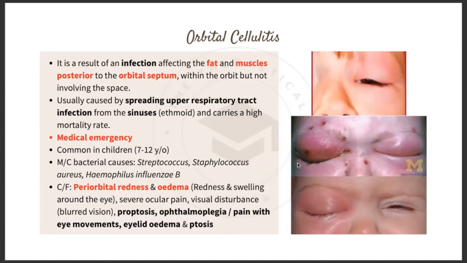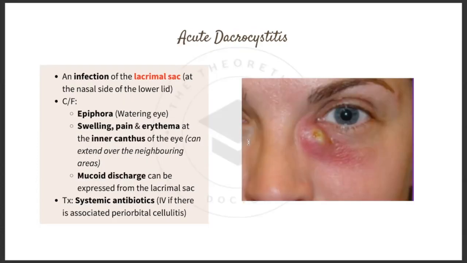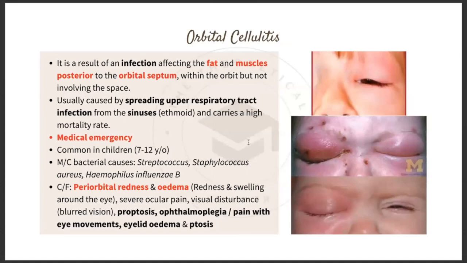This is orbital cellulitis. So orbital cellulitis, obviously around the eye, the orbit. It's a result of an infection affecting the fat and muscle posterior to the orbital septum. Earlier, it's just infection of the lacrimal sac, but here, it's infection affecting the fat and muscles. It's usually caused by spreading upper respiratory tract infection from the sinuses, and it carries a high mortality rate. So it's a medical emergency.